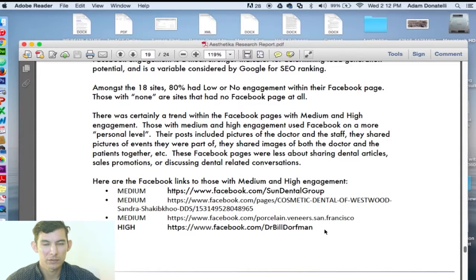It's content that is more personal and shares what's going on with the dentist and their staff. For example, there are pictures of the dentists with their patients, congratulating their patients. There's dentists at events and with their staff. So they use that on a more personal level, and what that means is either the dentist is managing that social media account, or someone within their office.